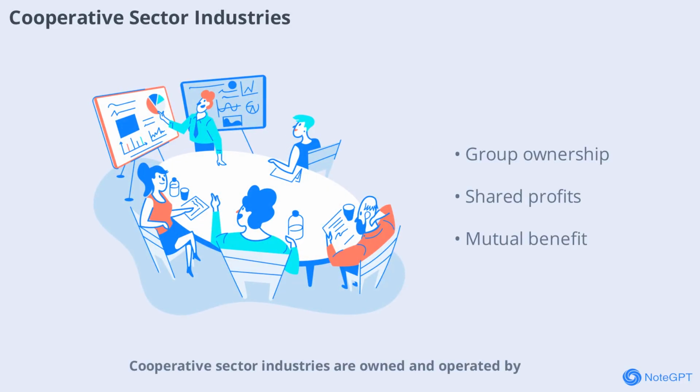Cooperative sector industries are owned and operated by a group of individuals who share profits and responsibilities. These industries are based on the principle of cooperation and mutual benefit. Examples include cooperative sugar mills and dairy cooperatives like AMUL.